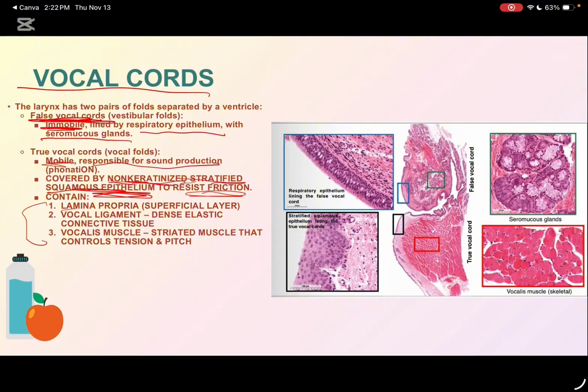It contains lamina propria, which is the superficial layer, and vocal ligament, which is a dense elastic connective tissue, and vocalis muscle, which is striated muscle that controls tension and pitch.